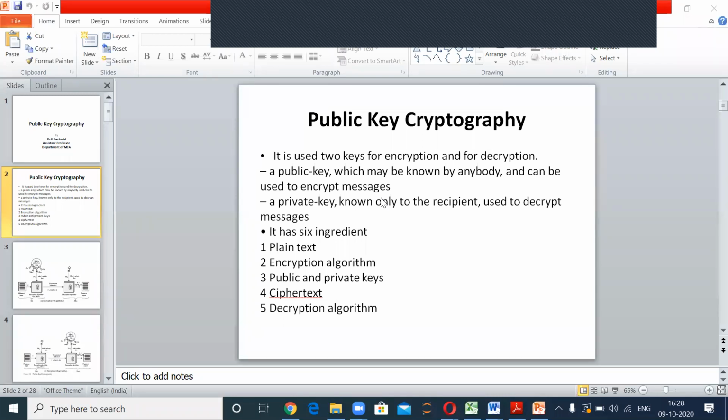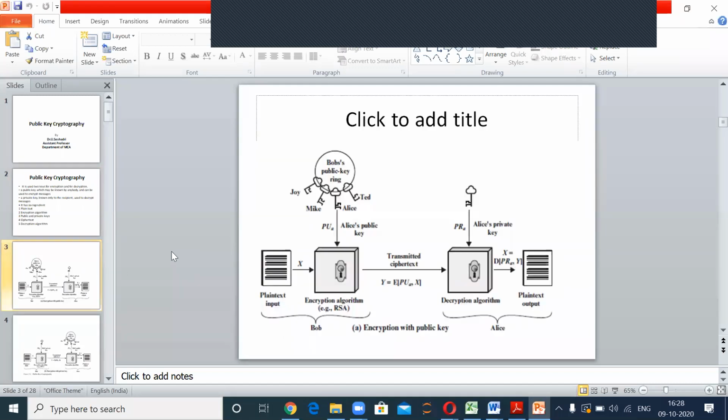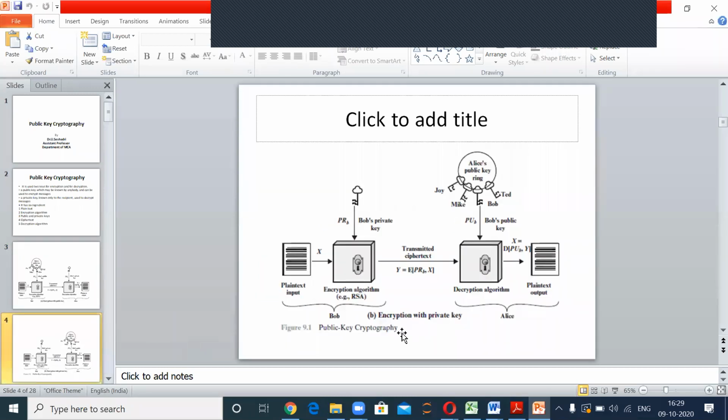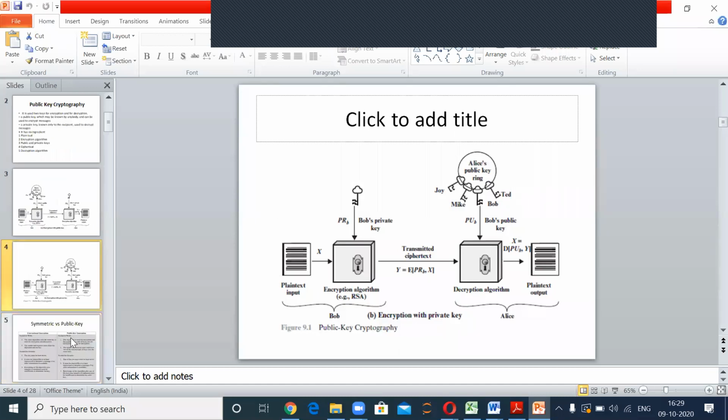So what are the ingredients of public key cryptography? These are the requirements: plain text, encryption algorithm, public and private keys, ciphertext, and the decryption algorithm, right? So here, how encryption with a public key can be done. This diagram is showing encryption with the private key, right?